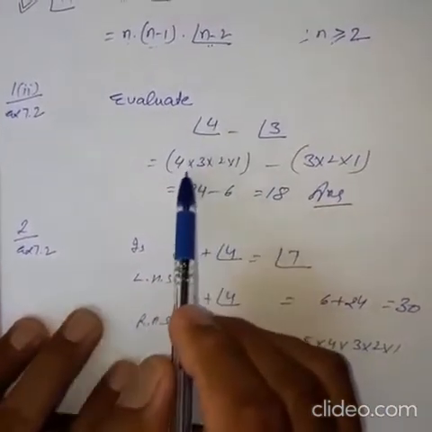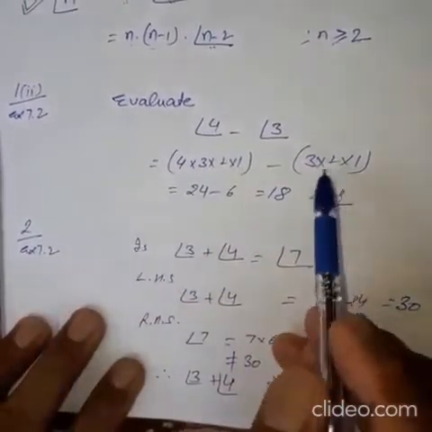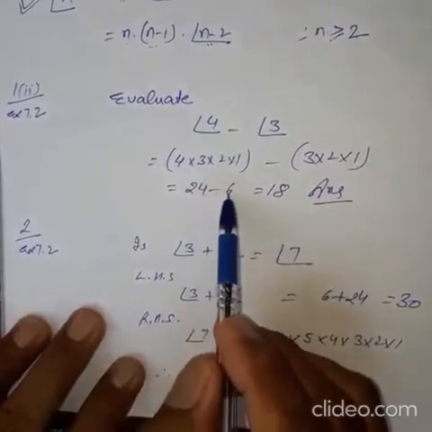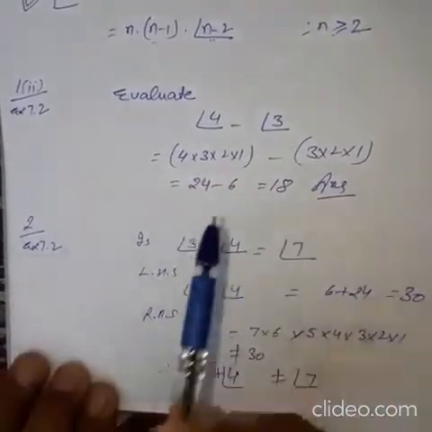4 factorial we can simplify, it is 4 into 3 into 2 into 1. Similarly 3 factorial, and it is 24 minus 6, it will be 18 after simplification. I hope it is clear.